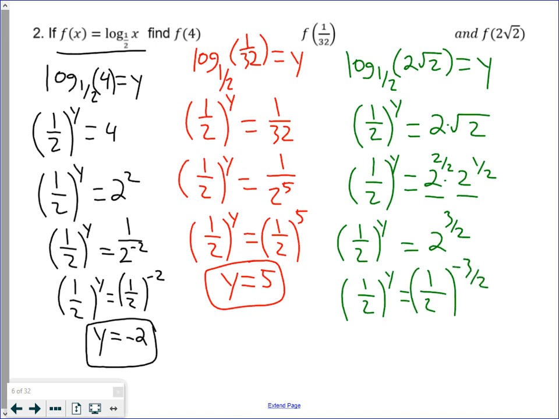So you get 1/2 to the y power equals 1/2 to the negative 3 over 2, or just y equals negative 3 over 2.